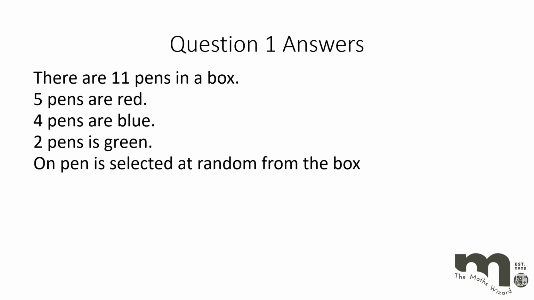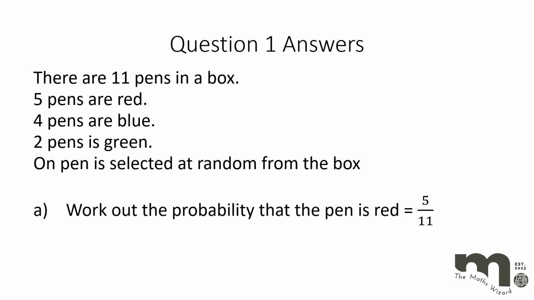Let's take a look at the answers to this then. For our red, it's got to be 5 out of 11. If we look at the bottom of the fraction there, we can see we've got the number 11. When you're writing a probability as a fraction, the bottom number is always going to be the total number of outcomes, and the top number is going to be the outcome you are looking for, the outcome you want.